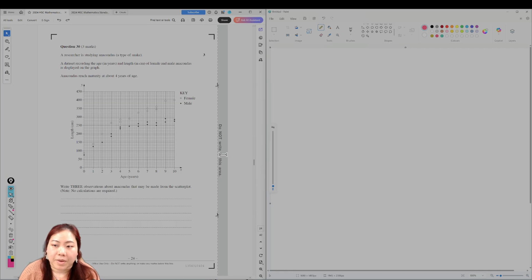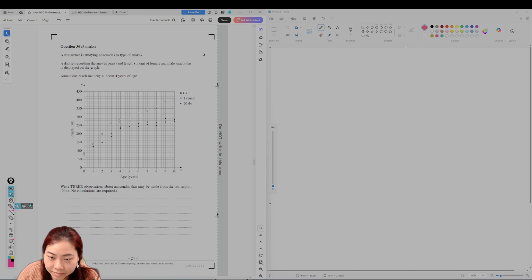Question 30, 3 marks. A researcher is studying anacondas, a type of snake. A data set recording the age in years and the length in centimeters of female and male anacondas is displayed on the graph. Anacondas reach maturity at about age 4 years of age. Write 3 observations about anacondas that may be made from the scatter plot. Note, no calculations are required. It's not the best thing you can read here. Not for me though, because I love calculations, so I don't really like this type of questions. But let's see what we can do here.